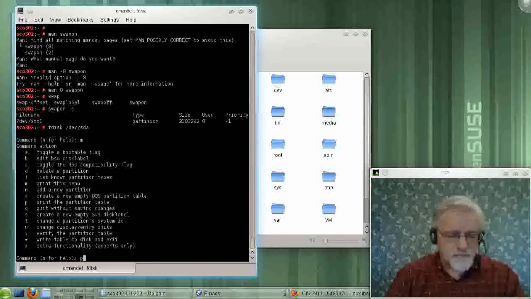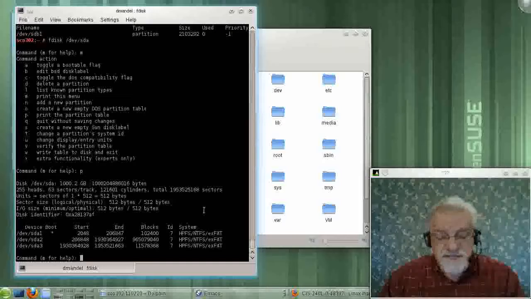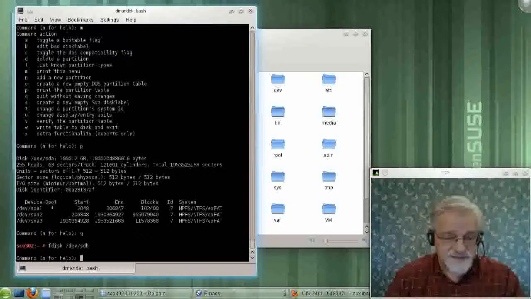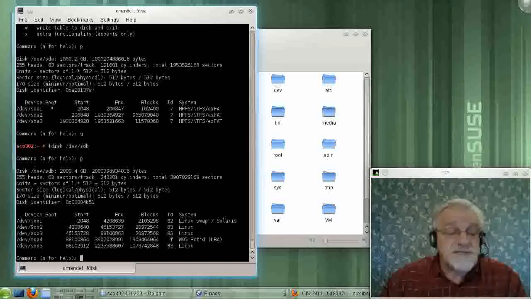p will print out my partition table, and what I find here is that all my partitions seem to be of the type NTFS or something like that. So actually, sda, I think, is a Windows disk. Notice I'm very careful. I'm not going to write to my disk, or I would destroy everything I've got on the system. This gives me a list of the partitions on my Linux hard drive, which is sdb.